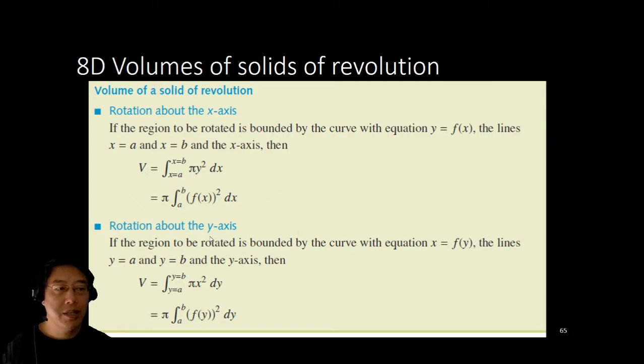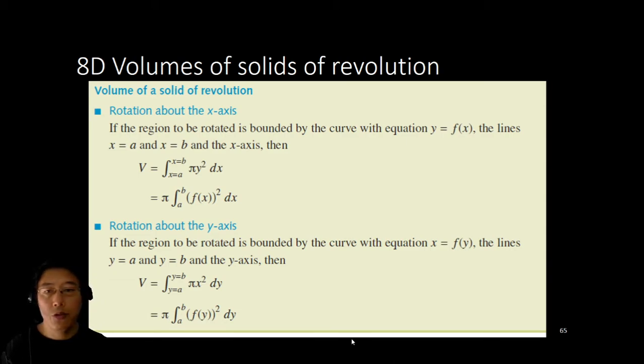If you rotate around the y-axis and you want to find the volume, it's in terms of y. The function this time needs to be a function of y. So if it's given as y equals f of x, you need to do a little bit of transposition and make x the subject, which is x squared, and it's going to be a function in terms of y. Now your boundaries will be from y equals a to y equals b, and again you have a pi factor here.